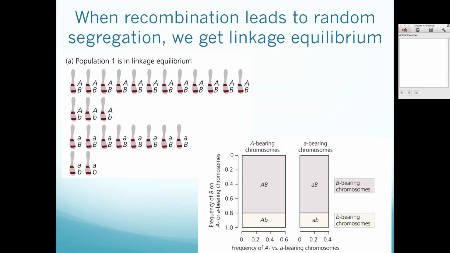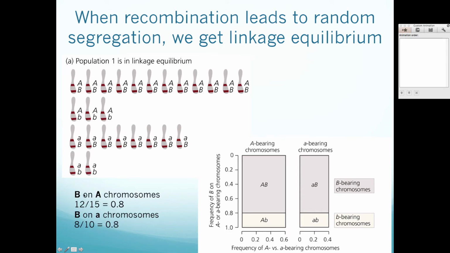So when recombination leads to random segregation of alleles in the population with respect to the two loci, we get linkage equilibrium, meaning that they're effectively unlinked from one another. This occurs when at locus B, the big B allele is found on big A chromosomes just as often as it is found on little a chromosomes.